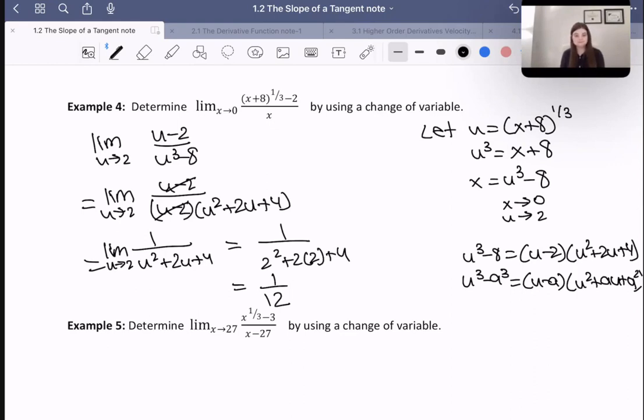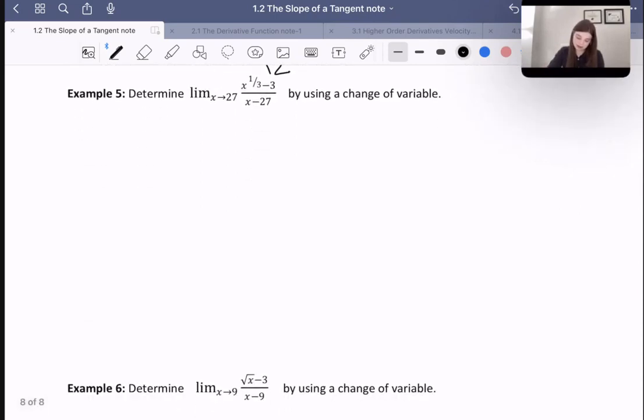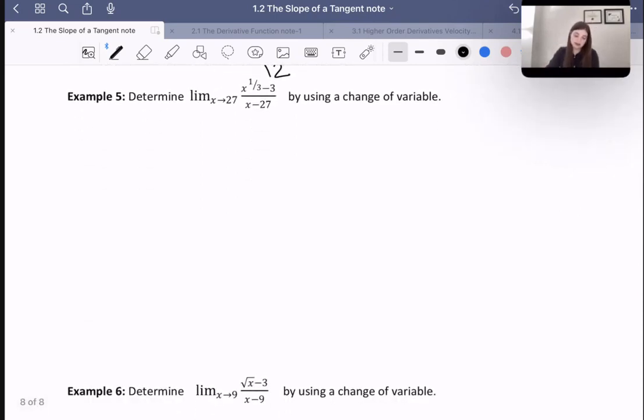Okay? All right. Now I have a couple other examples where we're using our change of variables as well. Let's try this example here where we want to determine the limit as x approaches 27 of x to the power of a third minus 3 over x minus 27. And again, we need to use our change of variables here because if we just plug in x is 27, we are going to get nowhere. We're going to realize that it is undefined at that point and therefore discontinuous at that point.